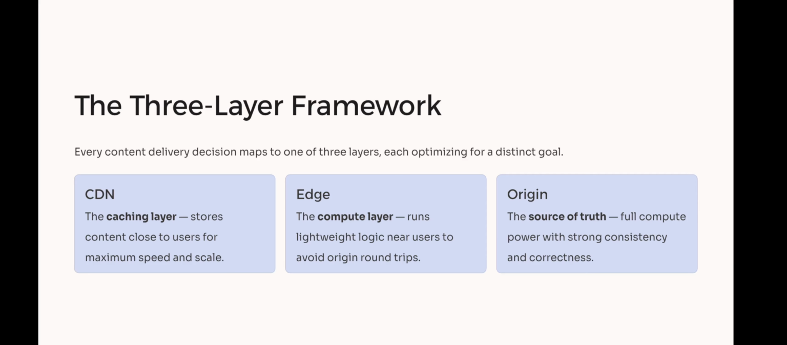When thinking about content delivery, I usually break it down into 3 layers. First, CDN, the caching layer. Second, Edge, the compute layer near users. And third, Origin, the source of truth. Each layer optimizes for a different goal: latency, flexibility, and correctness. Let's go through them one by one.